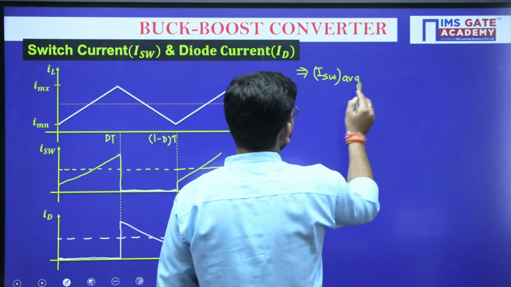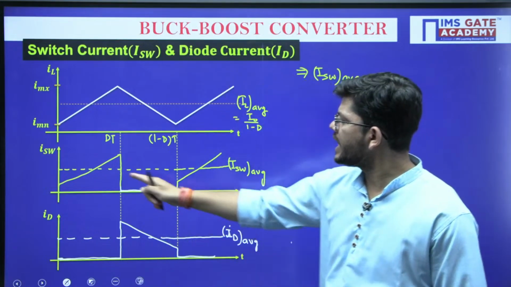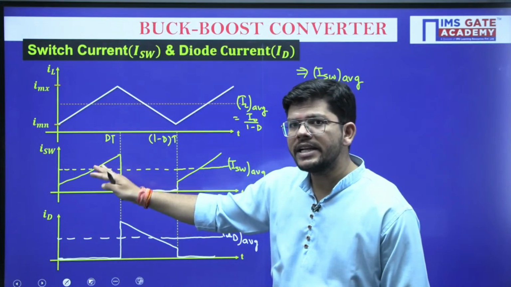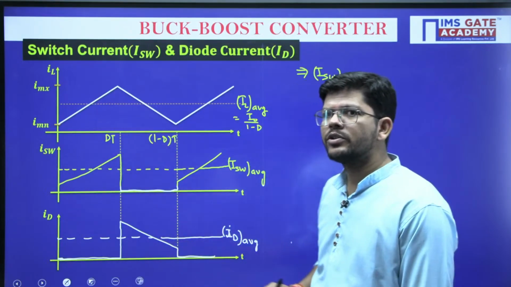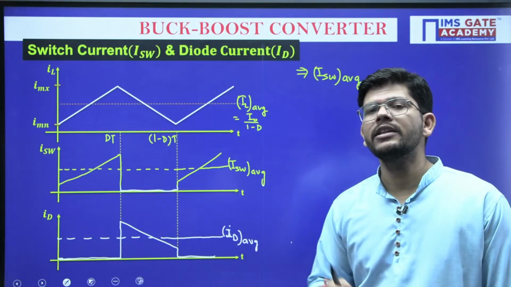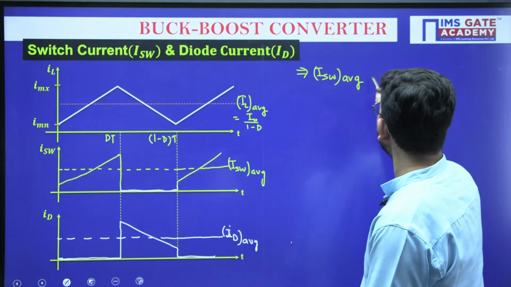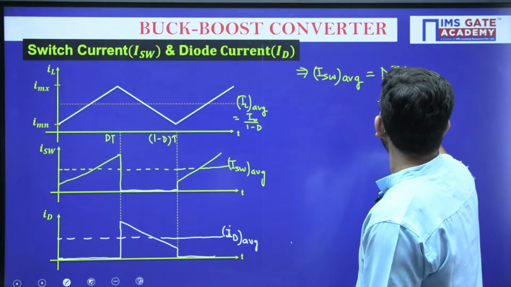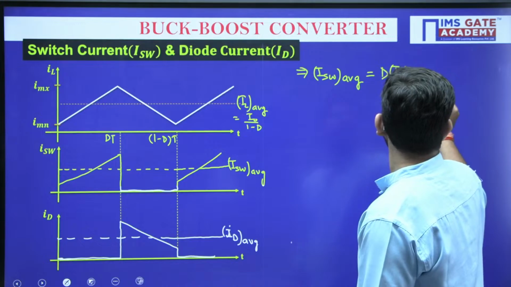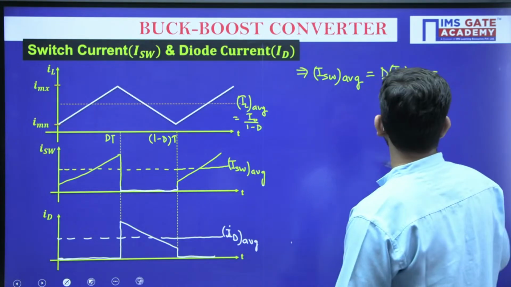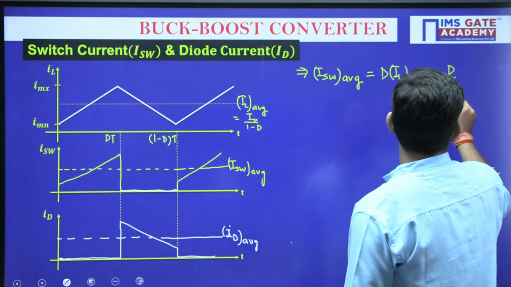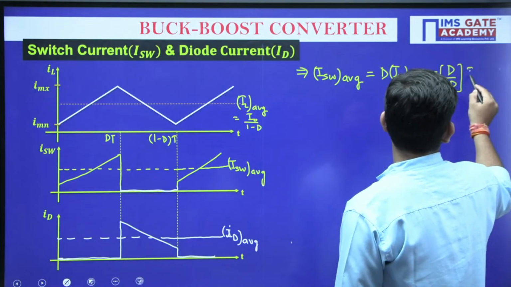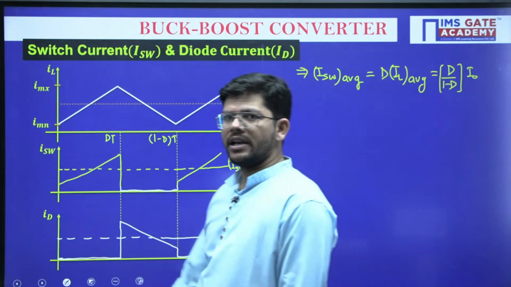Average switch current. So what you can see here? Switch current is only flowing during the on time, and in that time it is the same inductor current. So it might be calculated in the proportion of inductor current. So this will be equal to D times the average inductor current, and you know that average inductor current is I naught upon 1 minus D. So this will be D upon 1 minus D times I naught. So this is how switch current can be calculated.